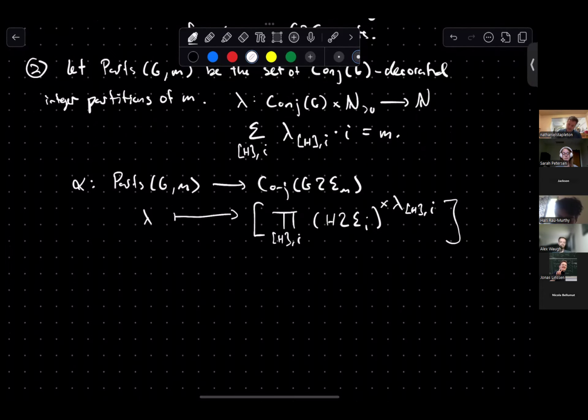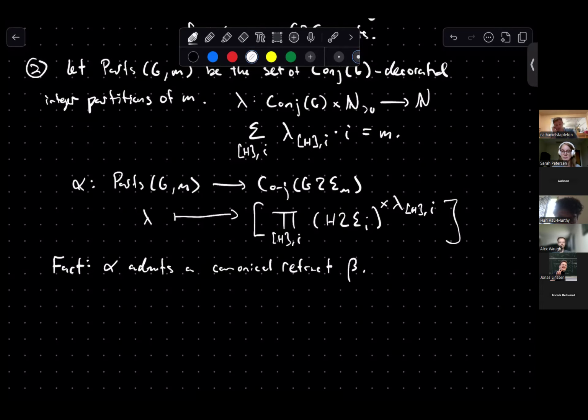And it is a fact that I'll get into if I have a little bit of time at the end, that alpha admits a canonical retract, which I call beta. And that is a little bit hard to describe. The idea is that if I have an H contained in G wreath sigma M, I want to get out one of these decorated partitions. And this is a mouthful.